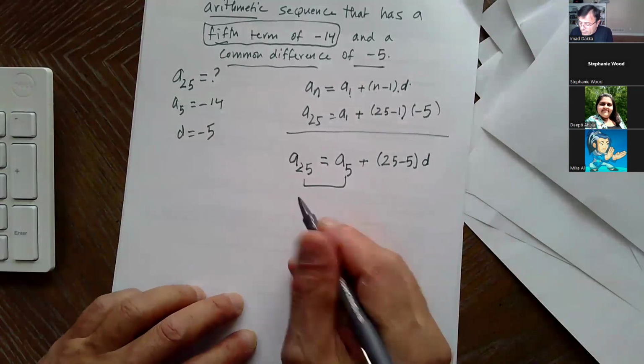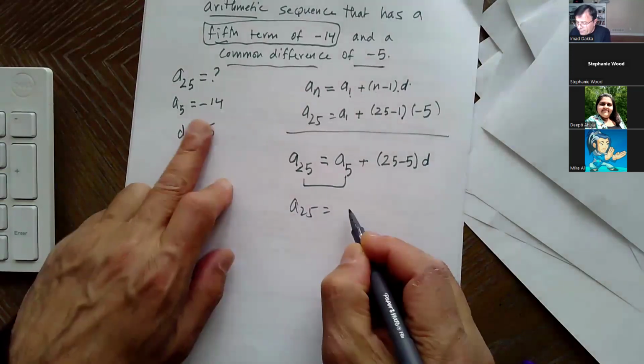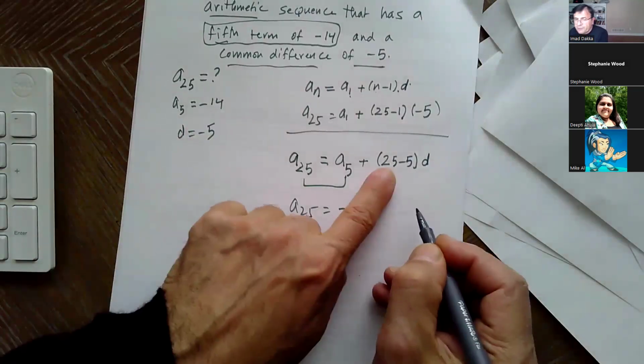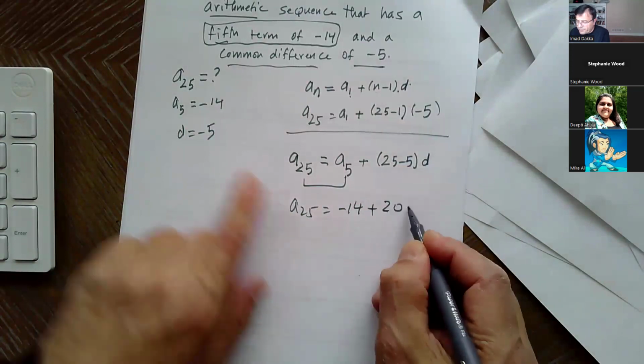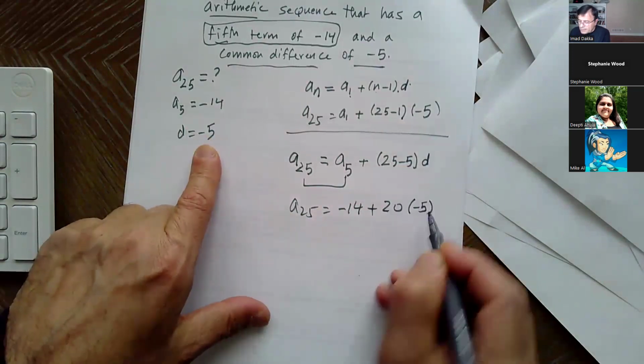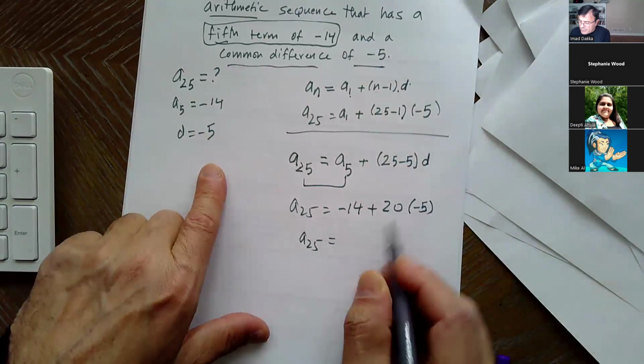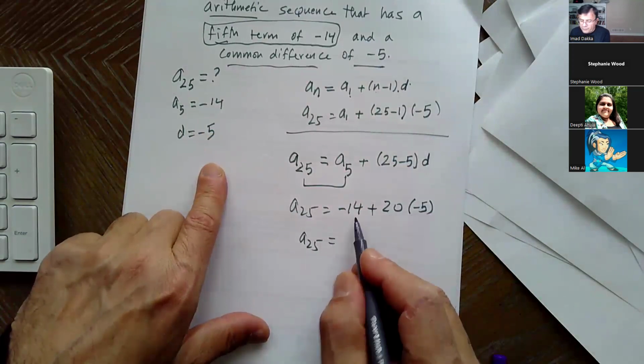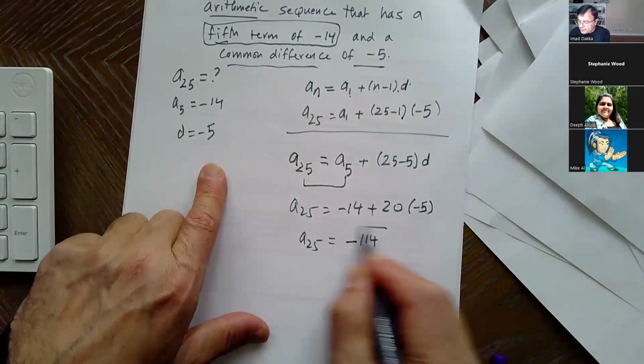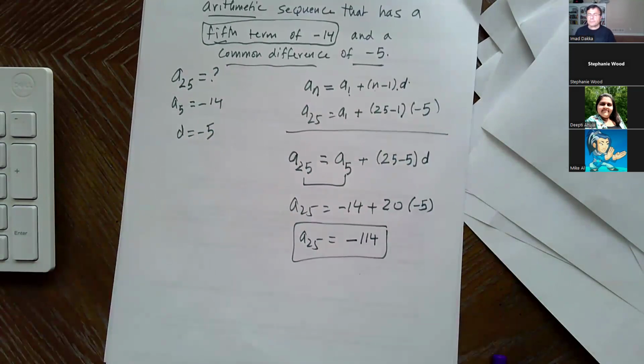All right, so a25 is a5, which is negative 14, plus 25 minus 5, which is 20 common differences. So the 25th term is going to be negative 100 plus negative 14, which is negative 114. All right, number 14.